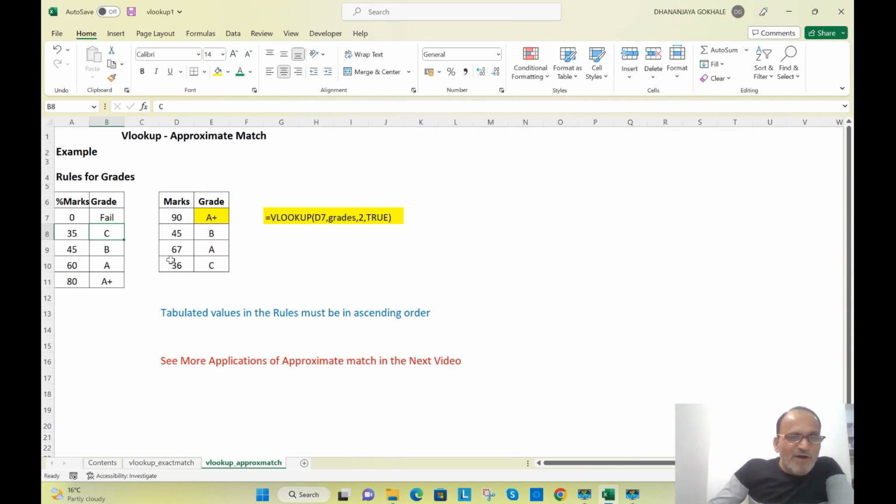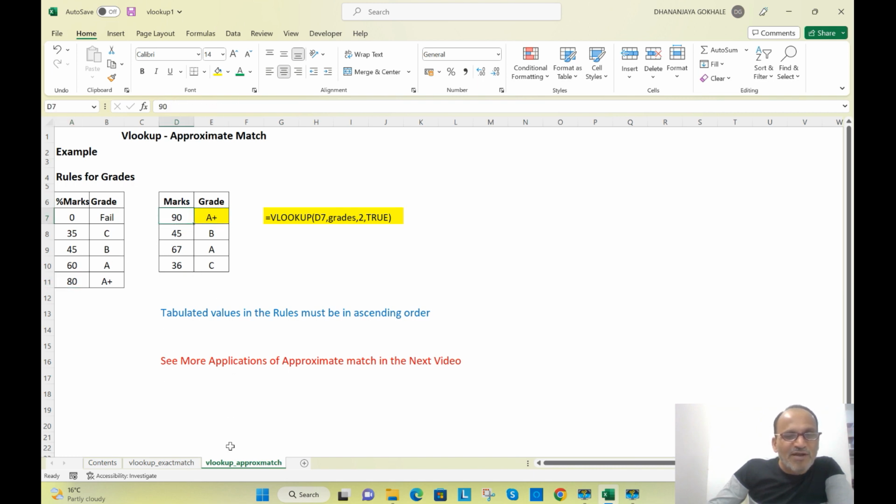So when we say 90, is 90 listed here? No. But what is the nearest value to it? Nearest lower value in the table is 80. Therefore, we are getting the grade as A plus.